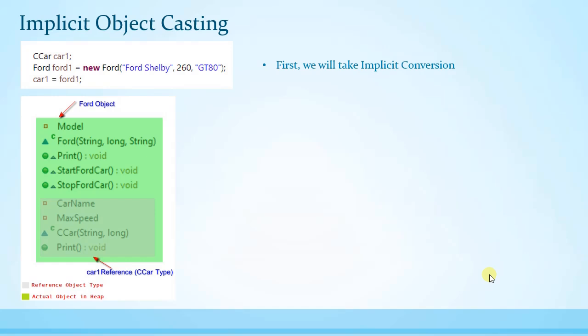What happens? The object we are creating is actually a Food object. You can see the new keyword, new Food. So that's what we are creating in the heap, and in the picture it is marked with green color. The actual object will contain all the members: model, Food, print, startFoodCar, stopFoodCar. These are all the members of the Food object. Then it has the inherited members: car name, max speed, CCar constructor, and print. So these are all the inherited members.